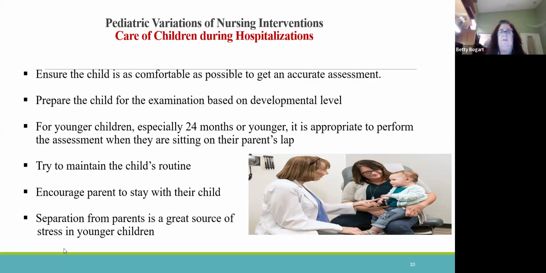Again, in the hospital, same routine, encourage the parents to stay there and understand that if the parents have to leave, you're going to see the three stages of separation anxiety. And we can help that by having the same staff going in with that child. A little bit of sameness, familiarity for that child.